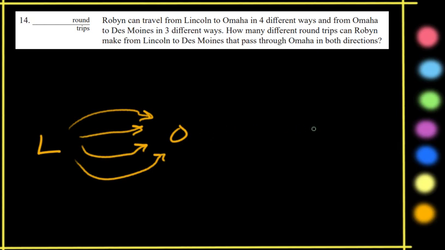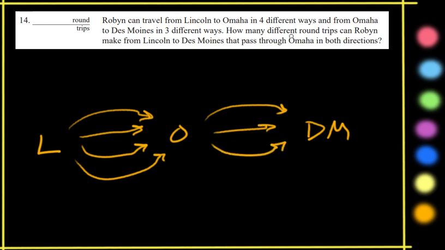And from Omaha to Des Moines, this is Des Moines over here, in 3 different ways. So she can go this way, or this way, or this way. How many different round trips can Robin make from Lincoln to Des Moines? Okay, so she's going from here to Des Moines and back. That's what a round trip is. It's going from Lincoln to Des Moines and back, that passes through Omaha in both directions.